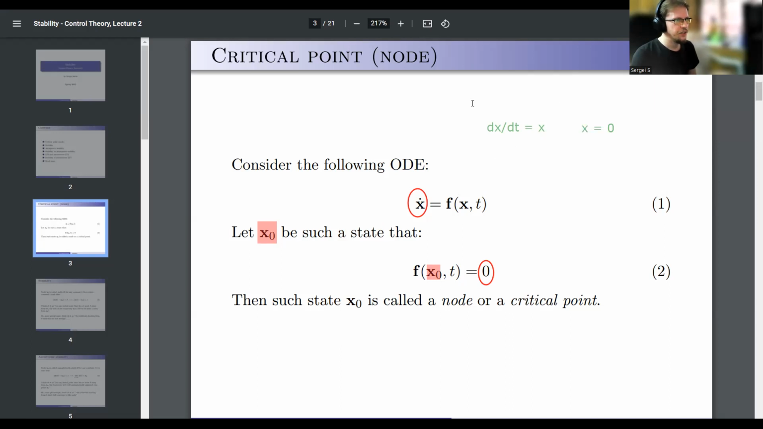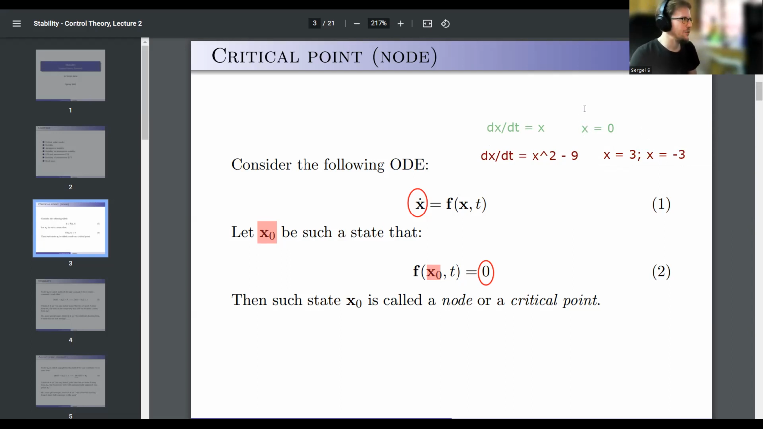Let me give another example. Let's say we have dx/dt equal to x squared minus 9. For this equation, if x is equal to what, it would give us a node? x equal to what? 3 plus 3 and minus 3. Yeah, absolutely, exactly right. x plus 3, x minus 3, right?